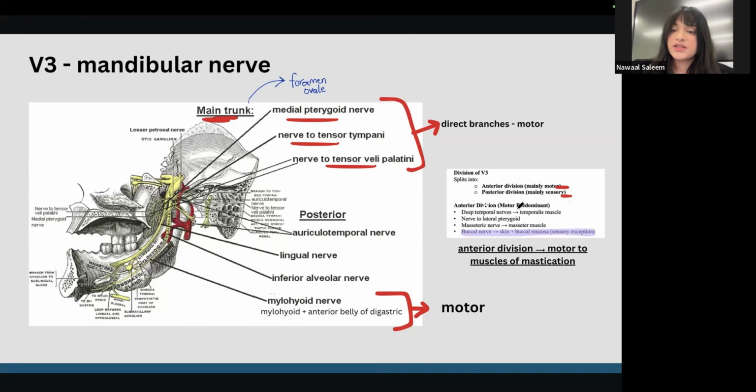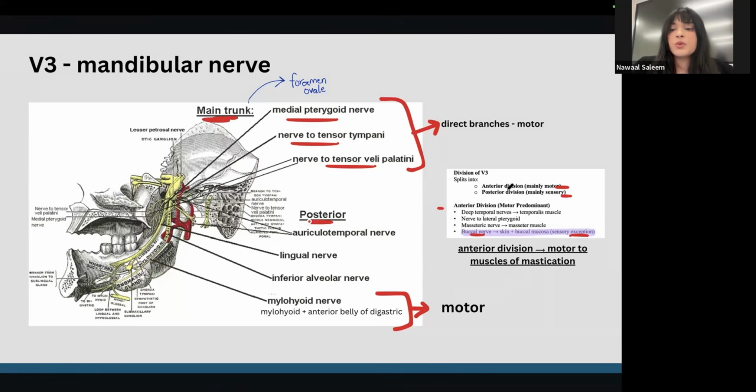So let's look at the anterior division over here. This is motor predominant. Deep temporal nerve to the temporalis muscle, nerve to the lateral pterygoid, masseteric nerve, and the buccal nerve. Notice how it says mainly motor, okay, and mainly sensory. So in this anterior division, which is motor predominant, there's still one sensory exception, which is the buccal nerve. It supplies the skin and the buccal mucosa, okay?